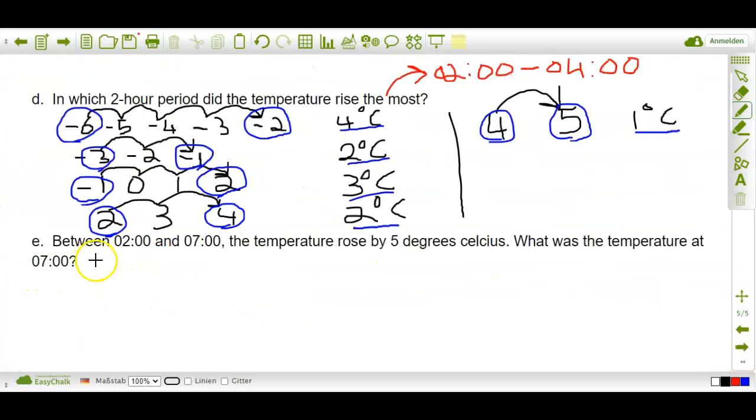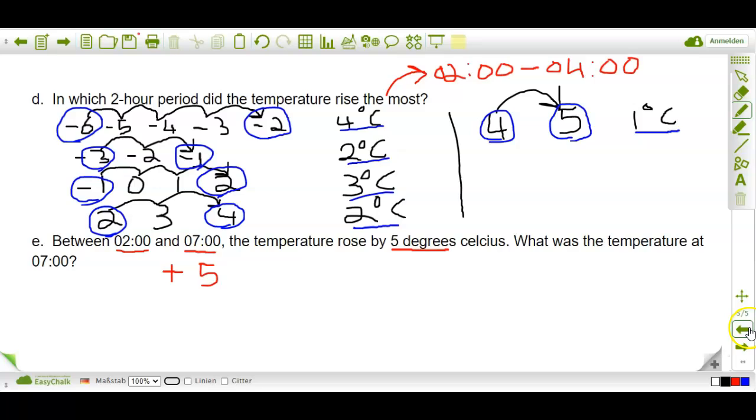Now the last question says between 200 hours and 700 hours, the temperature rose by 5 degrees Celsius. What was the temperature at 700 hours? If there is a rising temperature, that means you are adding. So whatever the temperature is at 200 hours, you have to add 5 to that.